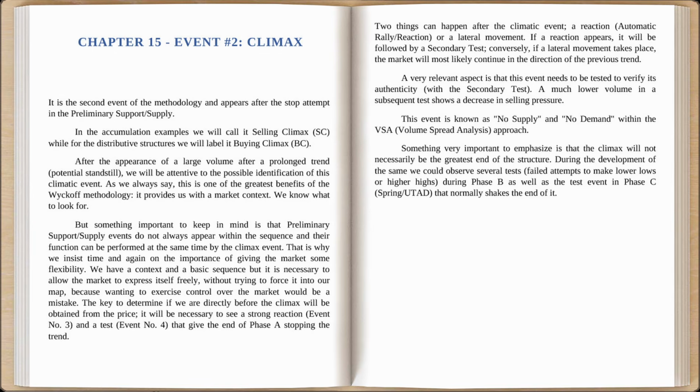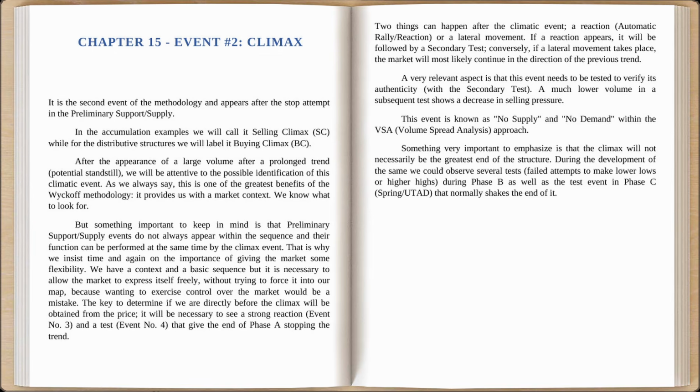As we always say, this is one of the greatest benefits of the Wyckoff methodology. It provides us with a market context. We know what to look for. But something important to keep in mind is that preliminary support/supply events do not always appear within the sequence, and their function can be performed at the same time by the climax event. That is why we insist time and again on the importance of giving the market some flexibility. We have a context and a basic sequence, but it is necessary to allow the market to express itself freely, without trying to force it into our map, because wanting to exercise control over the market would be a mistake.